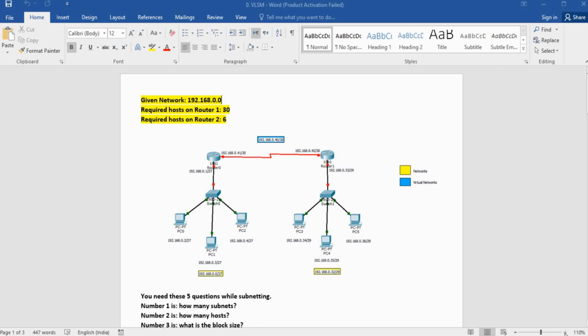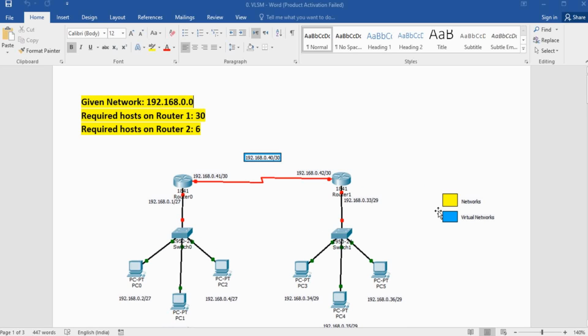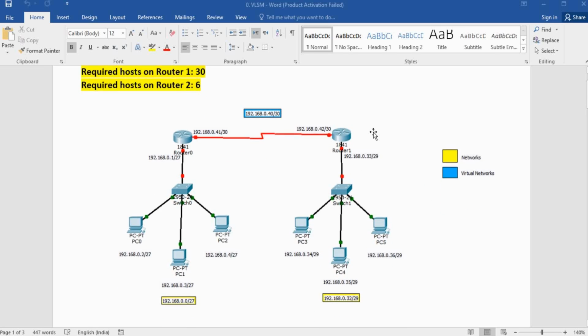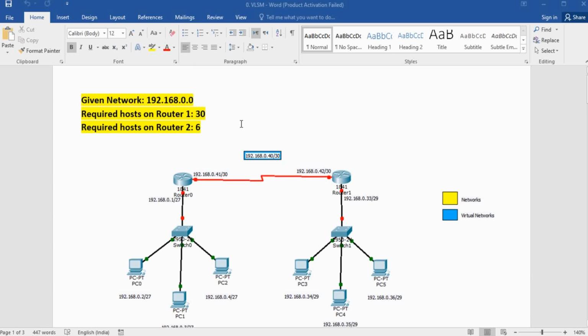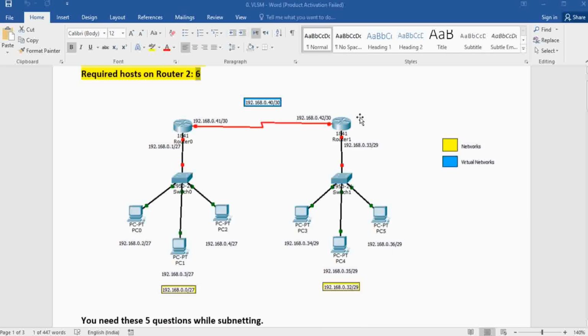Today I'll show you how to find the VLSM of two routers. Here we have to find the VLSM according to our client's requirement. Suppose we have a client and he or she has a small office, like one head office and one branch office. So the given network is 192.168.0.0 and the required hosts on router 1 are 30 and the required hosts on router 2 are 6.